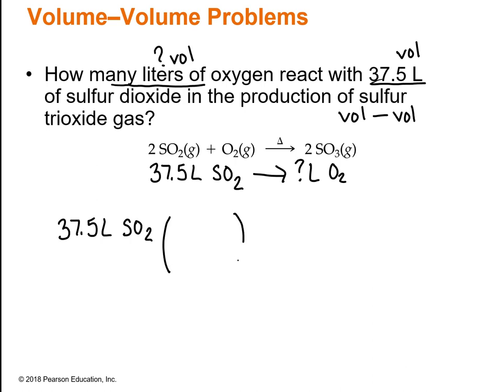We need a mole ratio, but instead of writing moles, we're going to write liters. So you can see this 2 here is 2 liters, 1 liter, 2 liters. We want to know more about the oxygen gas. So are we going to put information about the oxygen gas for our mole ratio in the top or the bottom?